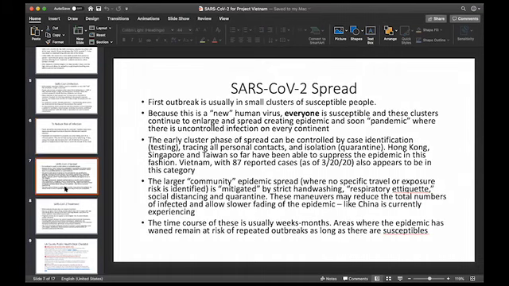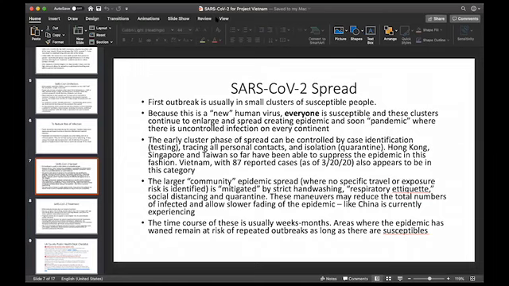Now, as far as the epidemiology of this, the first outbreak is usually, besides in a single person and family cluster, you see all these small clusters of susceptible people arise. And because this is a new virus, everyone is susceptible, and these clusters continue to enlarge and spread. You've seen the patterns in the different maps that have been available in the newspapers and online. As you see this enlarge, the small clusters coalesce, and you see an epidemic and pandemic in areas such as northern Italy, and then around the world. And this is an uncontrolled infection on every continent.